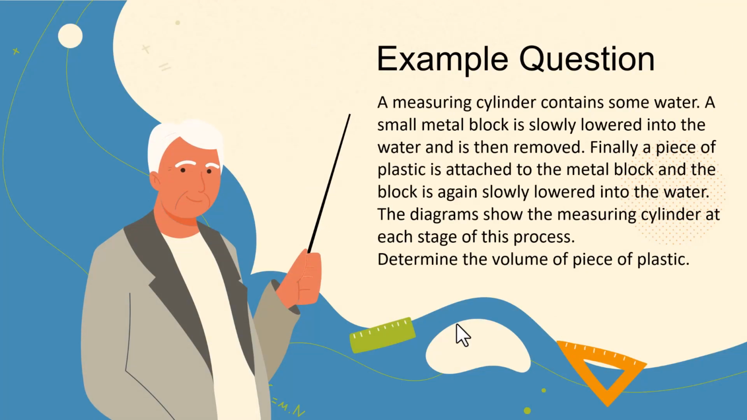There is an example question. A small cylinder contains some water. A small metal block is slowly lowered into the water and is then removed. Finally, a piece of plastic is attached to the metal block and is again slowly lowered into the water. The diagram shows the measuring cylinder at each stage of this process. We need to find out the volume of the piece of plastic.